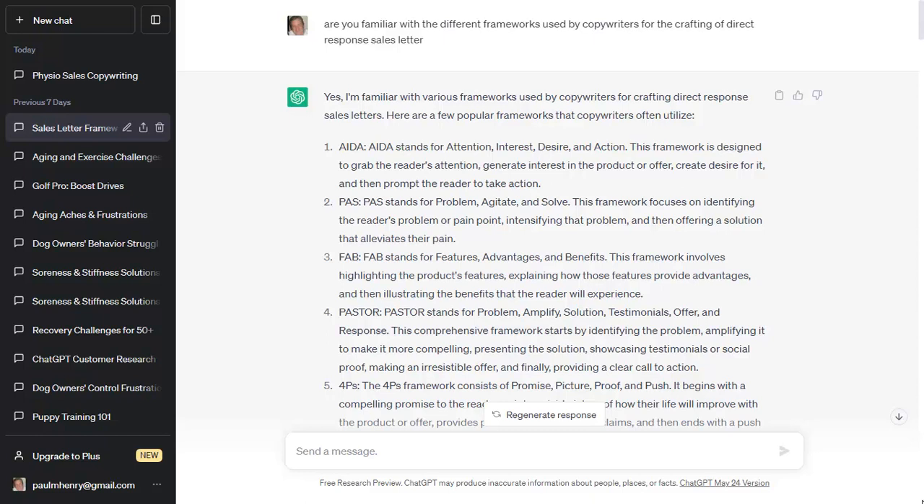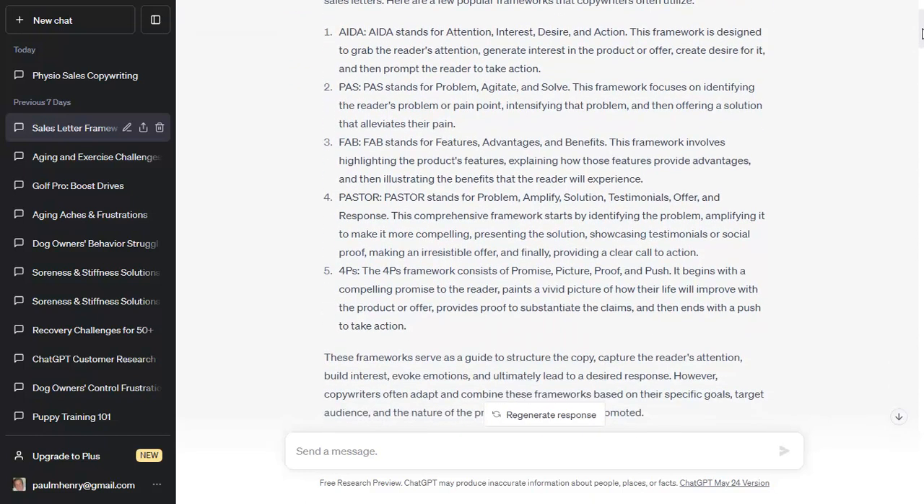So, are you familiar with the different frameworks used by copywriters for the crafting of direct response sales letters? And of course it is, isn't it? Now these are very, very common structures. I'm familiar with all of those, but if you're not familiar with them, I'm going to stop the scrolling here, so you can stop the video if you want to have a read of these.